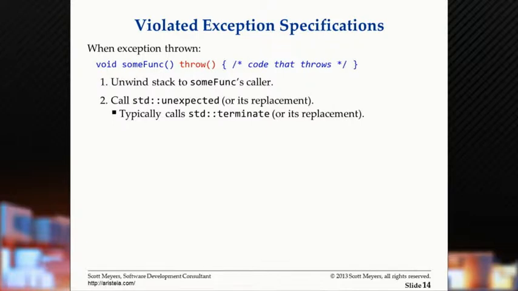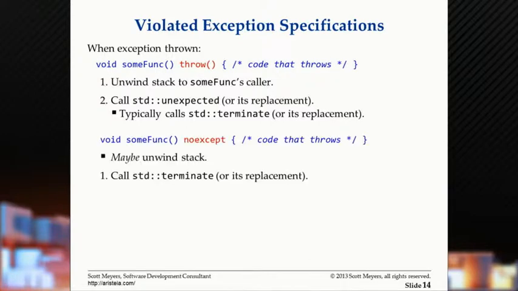On the other hand, if instead of using an empty exception specification, you use noexcept, the fancy new C++11 way of saying essentially the same thing, the semantics are only very slightly different. It doesn't seem very different at all. Under these conditions, what happens at runtime if an exception gets thrown is you only possibly unwind the stack. Technically it's implementation defined, so your implementation has to tell you whether they're going to or not. And then you call terminate or its replacement.